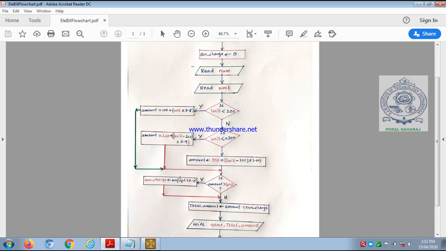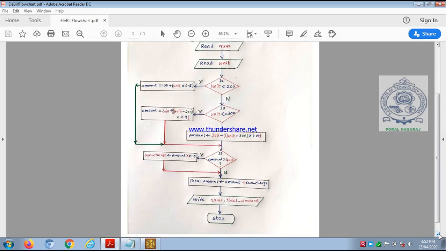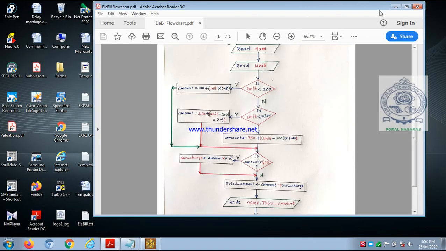If it is yes, then calculate surcharge as 15% of the amount, amount into 0.15. No means simply get the total amount assigned value amount plus surcharge. If it is less than 400 the surcharge will be 0. Greater than 400, it is calculated and added, and the final amount is written here. Write name comma total amount, then stop. Okay. This is the flow chart. And let us see what will be the program. What will be the program for this one?